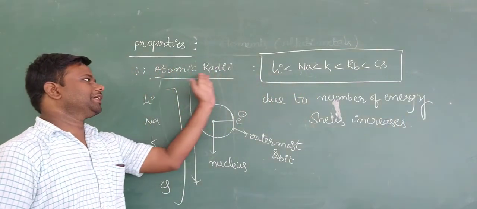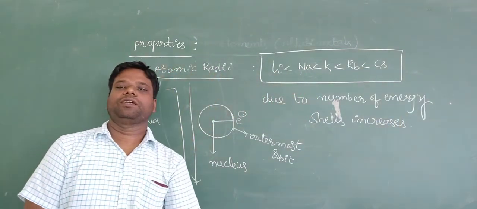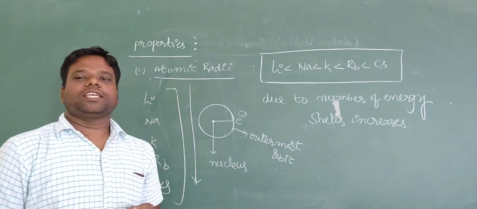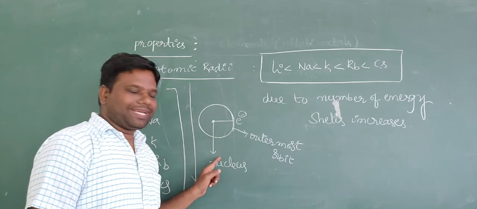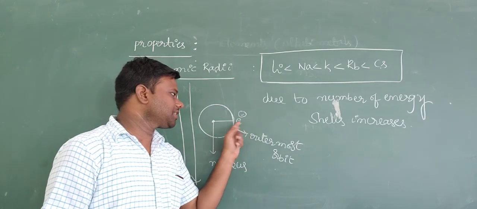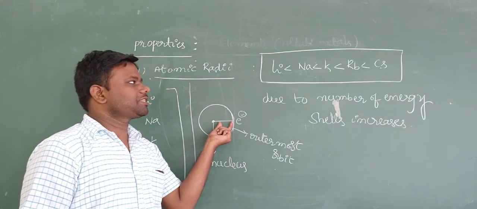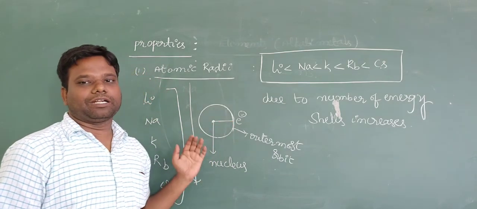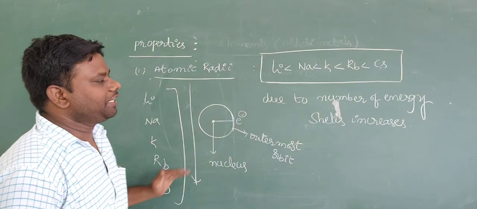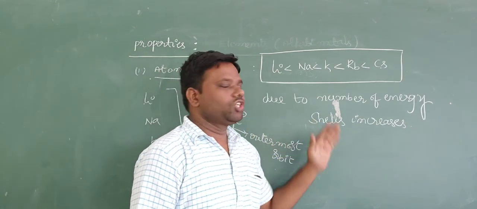First property, atomic radii or atomic radius. What is the definition for atomic radius? The distance between the center of the nucleus and the outermost orbit of electrons is nothing but atomic radius. Atomic radius of alkali metals from lithium to cesium increases with increased number of energy shells.